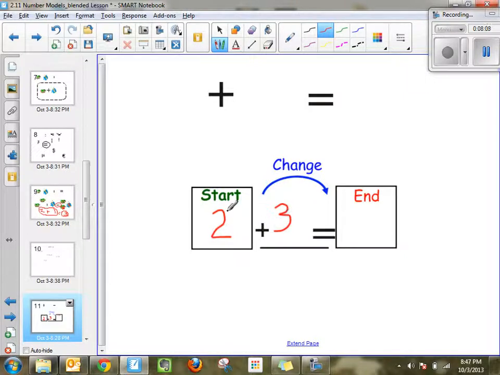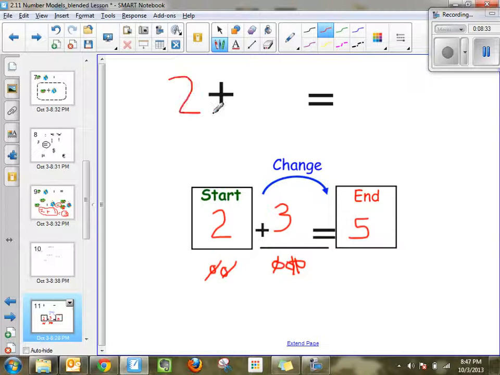We started by strumming the guitar 2 times, and then I strummed it 3 more times. So how many times did I strum it all together? So if you think about this, here's 1, 2, and then here was 3. And together, if we counted them, there's 1, 2, 3, 4, 5. So the answer, what we end up with, is 5. Now this is a chart that can help us solve it. We start with 2, we change it by 3, we end up with 5.